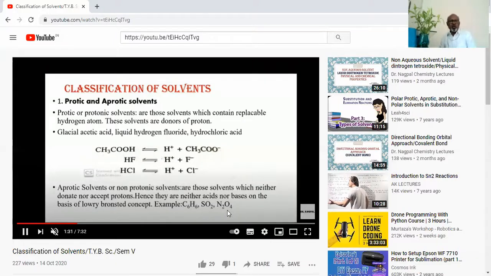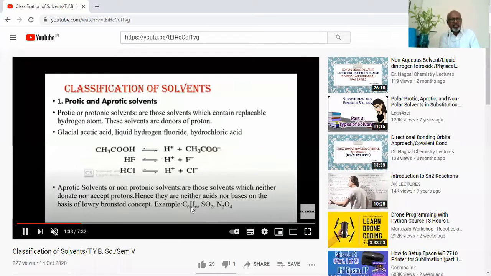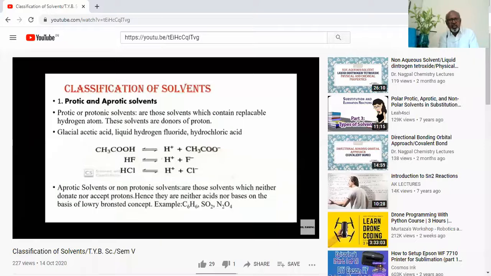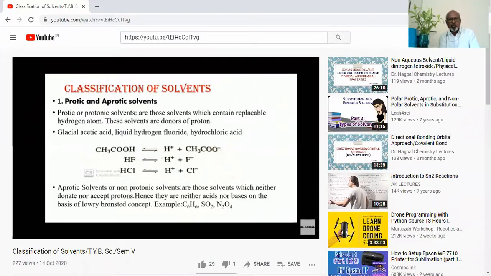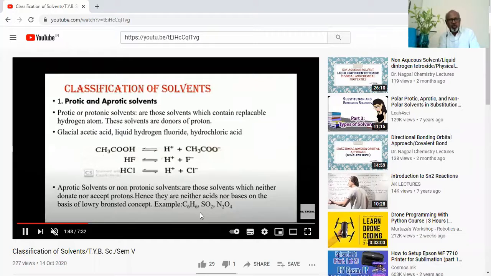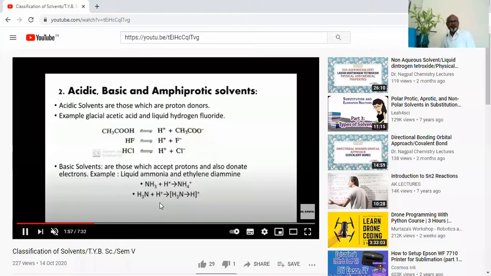These are the examples of aprotic solvents, where they do not give any H plus ions even though they contain hydrogen atoms. For example, benzene contains hydrogen atoms, but benzene is unable to furnish H plus ions on dissociation, and hence all such solvents are regarded as aprotic solvents. That means on ionization, these aprotic solvents do not give any H plus ions.